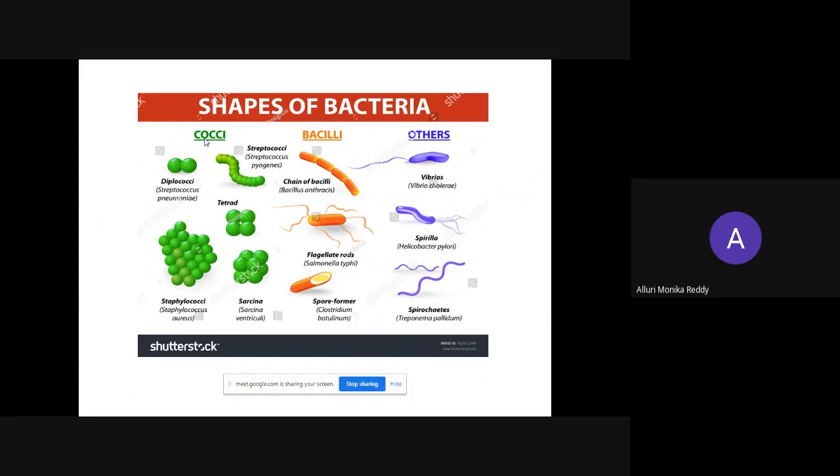I already told you in the last slide. For some species in bacilli, we can find flagella even. That is Salmonella typhi, which causes typhoid. The third one is spore former, nothing but the Clostridium botulinum species. And the others are Vibrio, Spirilla, and Spirochetes. These are the other forms, which are irregular in shape.